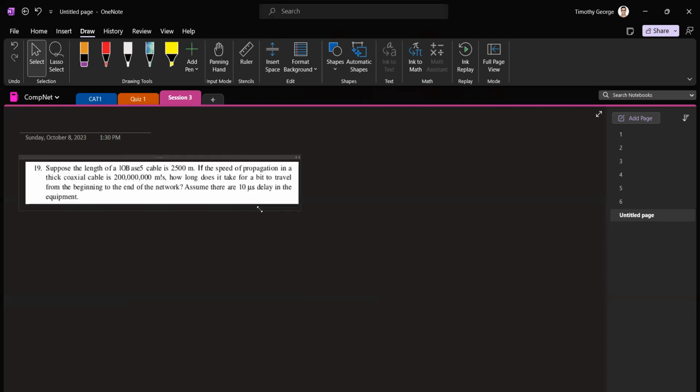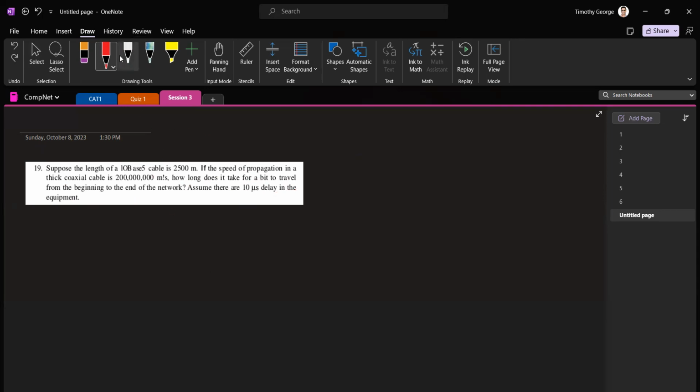This is a more numerical type of question. The question says suppose the length of an IOB is 5 cable is 2,500 meter. If the speed of the propagation in a thick coaxial cable is this meter per second, how long does it take for a bit to travel from the beginning to the end of the network? I assume there are 10 microseconds delay in network.